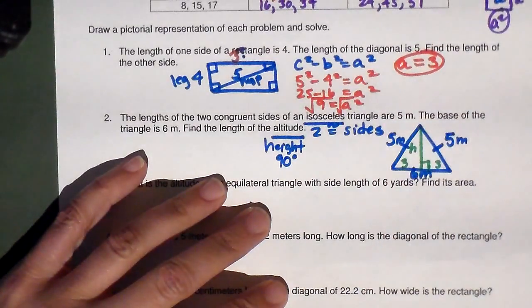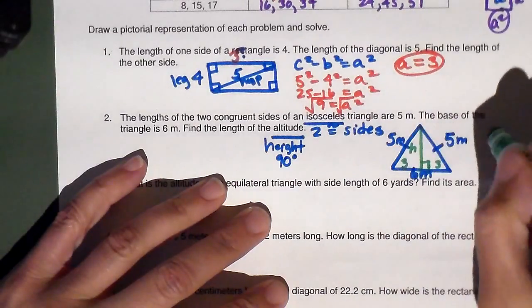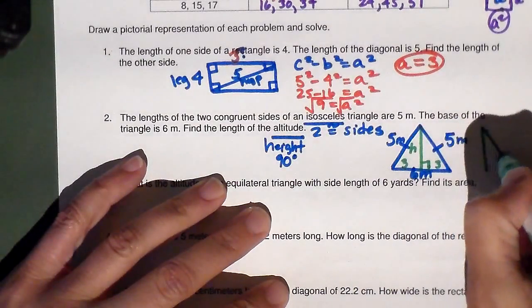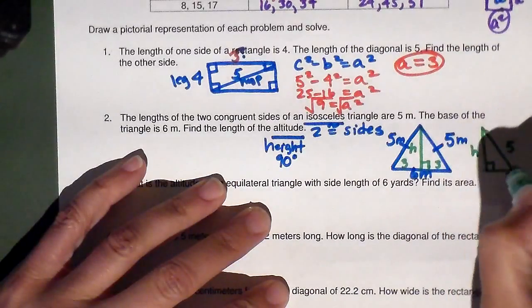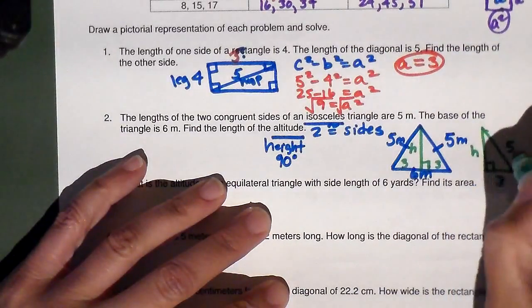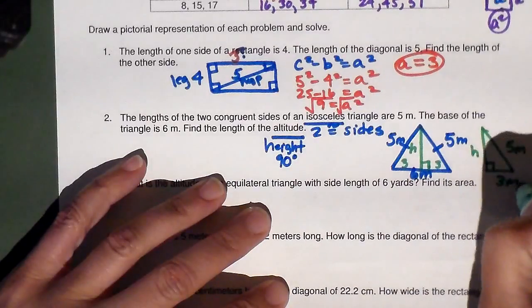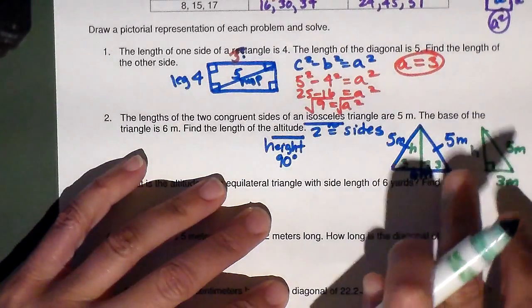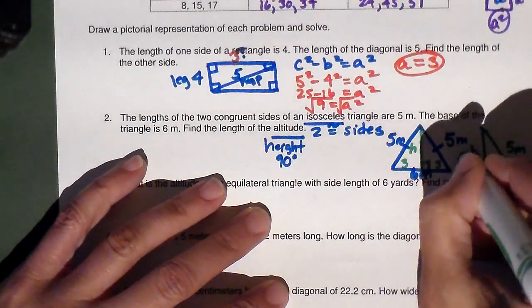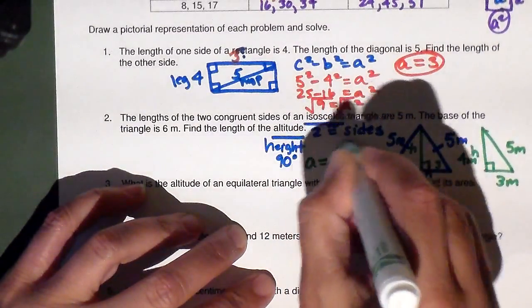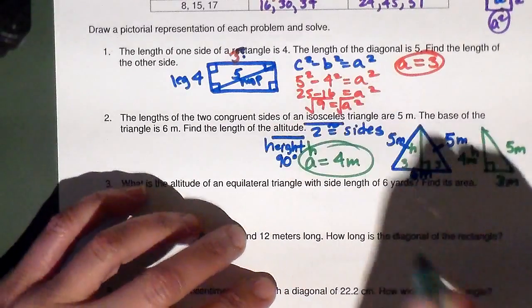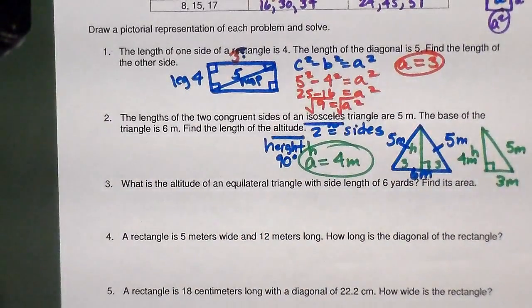Now I'm going to use the Pythagorean triple here. If I were to break these triangles apart, I'm just trying to find the height, or the altitude. This is 5 and this is 3. What do I know if I know my Pythagorean triples? The height is going to be 4. So your altitude is 4 meters, or your height. You can use H or A, whichever one you want to use.